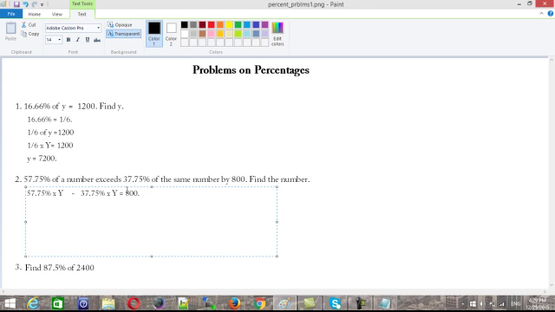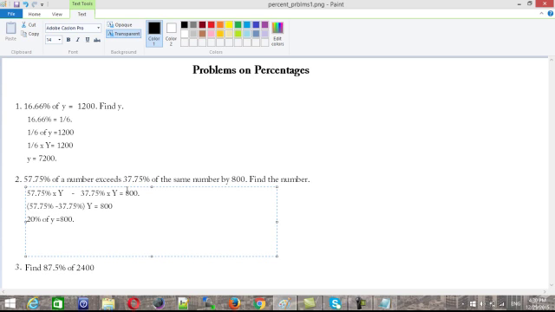So if we solve this, it becomes 57.75% minus 37.75% into y is equal to 800. So the difference between the two numbers is nothing but 57.75% minus 37.75%, that is nothing but 20%. 20% of y is equal to 800.